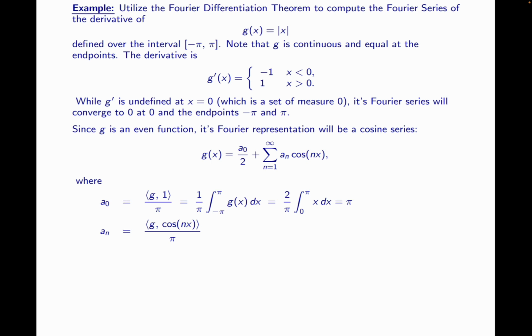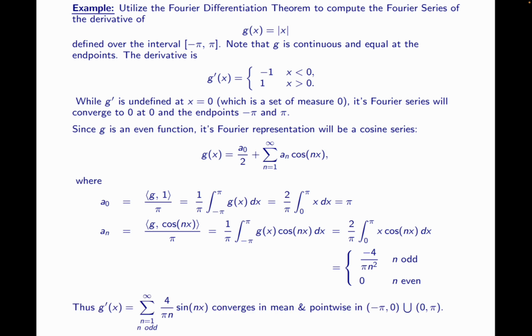A n is the inner product of g and cosine nx over pi. So that's 1 over pi times the integral from negative pi to pi of g times cosine nx, which is equal to this term, using integration by parts. We get it's equal to the values there below. It's equal to negative 4 over pi n squared if n is odd, and 0 if n is even. So we only have odd terms. Therefore, the derivative g prime is the sum of 4 over pi n times sine of nx, where n goes from 1 to infinity and is odd.